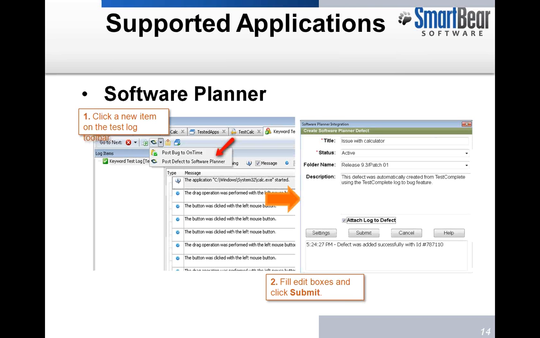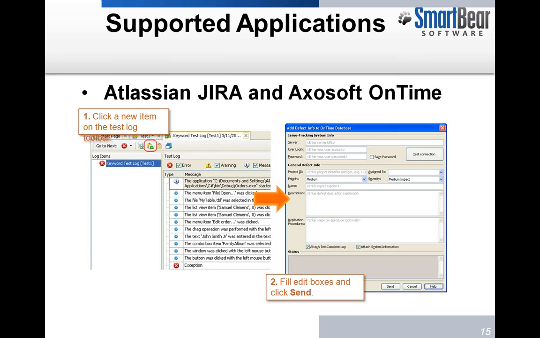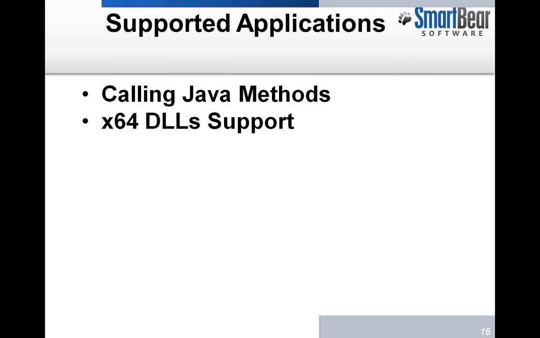We also have the capability to automatically post defects into several defect tracking systems. For starters, our own Software Planner system. You'll be able to just right-click and select Post Defect to Software Planner on the log, and that will automatically post a defect into Software Planner. Same deal with Jira and OnTime. You'll be able to automatically post defects into those systems as well. So we've supported a whole bunch of new defect tracking systems with TestComplete 8.